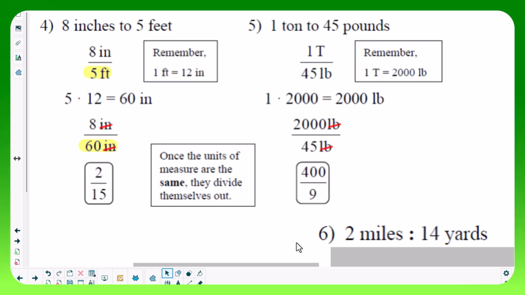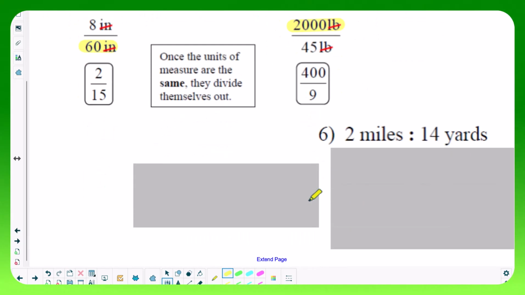Once we get down to number 6, miles will be bigger than yards, so we'll want to change or convert the miles. So what I did was I replaced our 1 ton, and again, I'll highlight some things here. I replaced 1 ton with 2,000 pounds. Now, I get 2,000 over 45. Now, unfortunately, my calculator is going to give me a mixed number that I will then need to convert into an improper fraction, and that will be 400 over 9. Let's take a look at question number 6, since this is one we have to do.